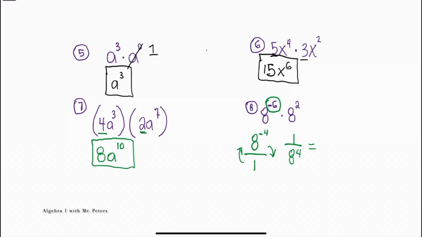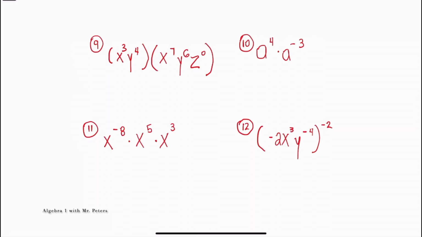Now at this step, I'm going to say to you, hey, let's go ahead and take 8 to the fourth power. And once we do, this will be 1 over 4,096. And this will be the final answer for this problem. And now we're going to go on to the next set of problems. On to number 9 now.